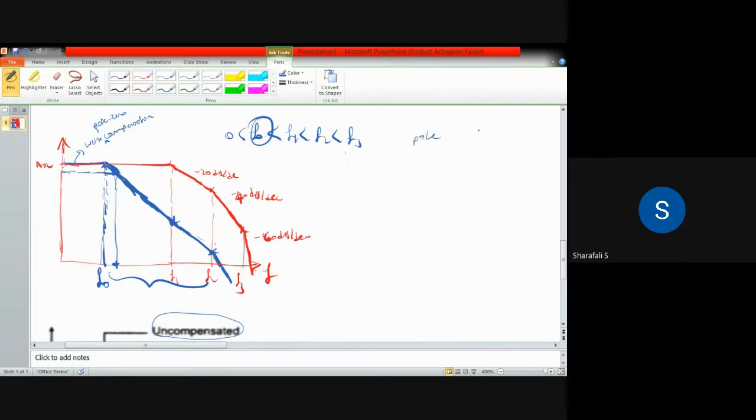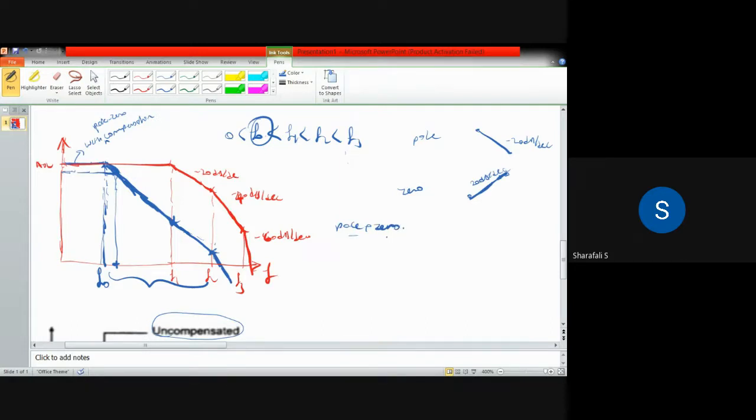For a pole, the gain will decrease by minus 20 dB per decade after reaching that particular frequency. So you have that pole. But if you are having a zero, what will happen? A zero will increase the gain by 20 dB per decade from that particular frequency.